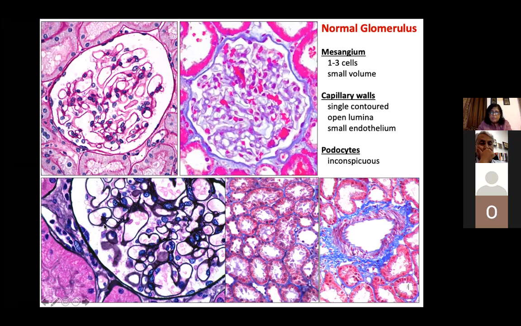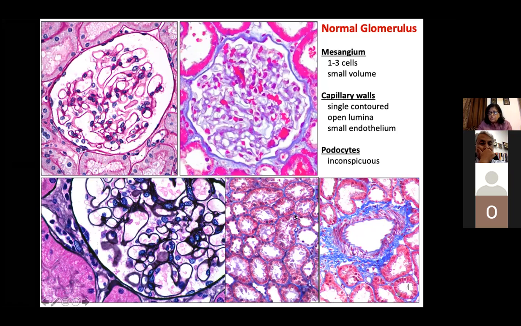So mesangial hypercellularity would be a pathology restricted to this area. Since it is restricted to this area, we expect that the capillary should be normal and patent. That is how we are going to distinguish between an endocapillary proliferation or a mesangial proliferation, right?